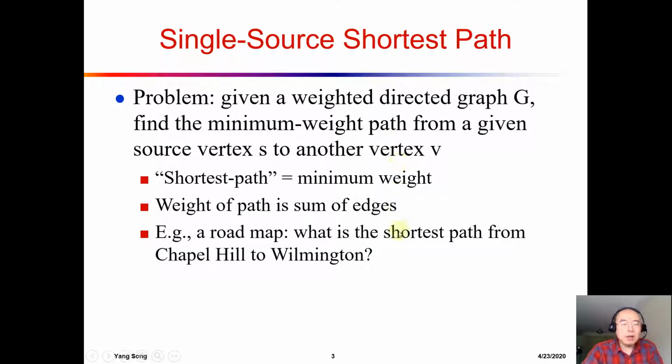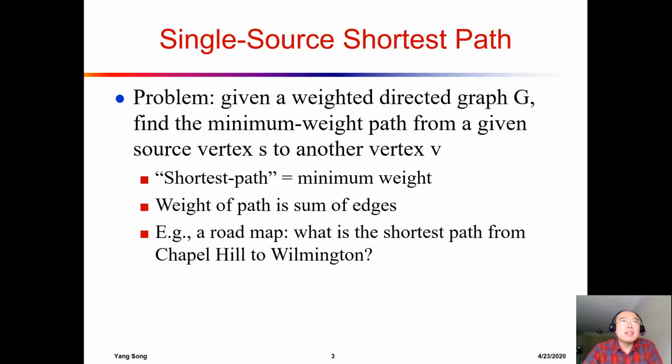This has a very interesting application. For example, if we want to plan a trip from Chapel Hill to Wilmington, how do we plan the trip? You can go from Chapel Hill to Raleigh, and then from Raleigh you can go all the way down I-40 to arrive at Wilmington. Or from Chapel Hill you go to the south side and reach Fayetteville, and then from Fayetteville you can go to Wilmington again. So there are at least two possible paths.